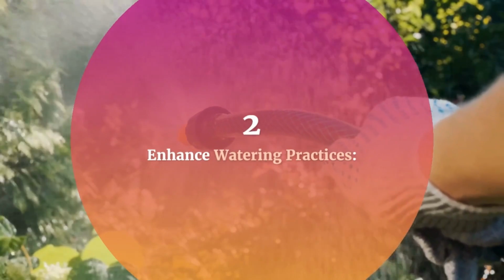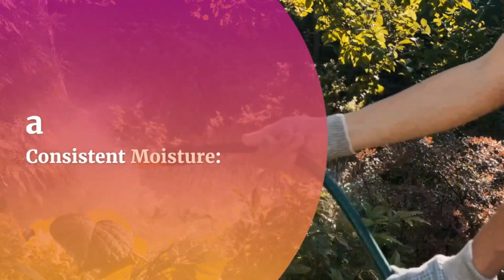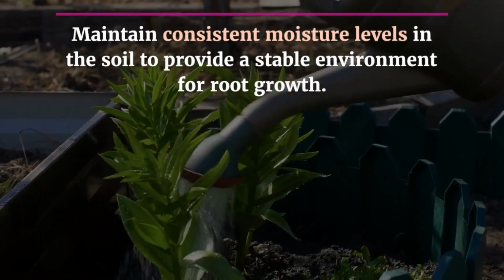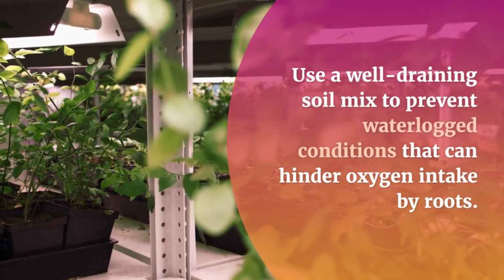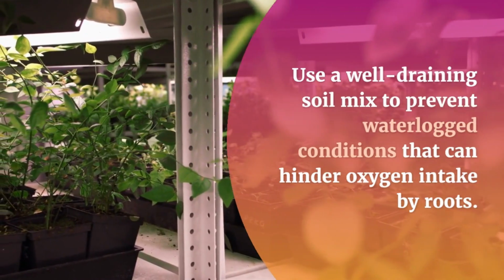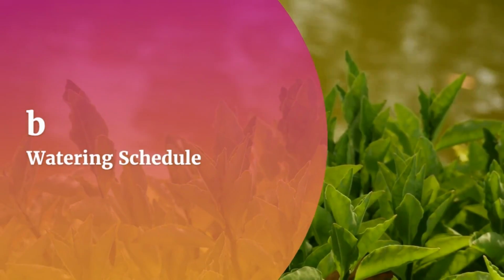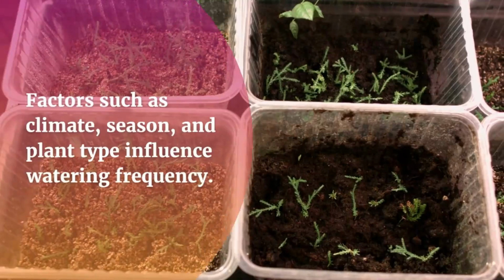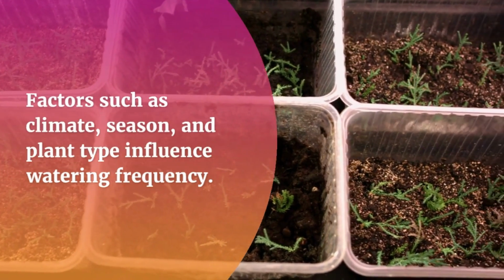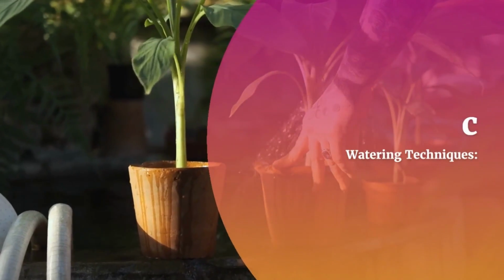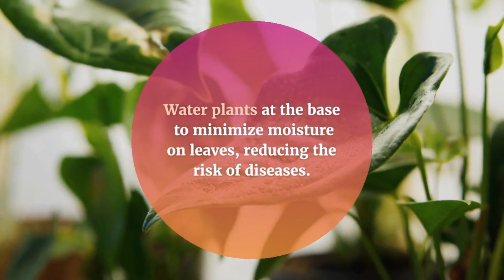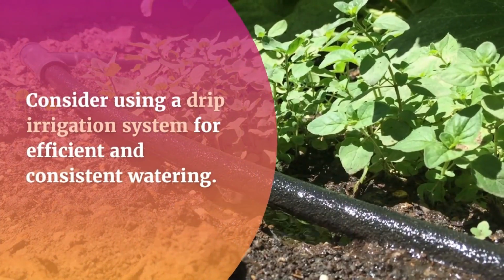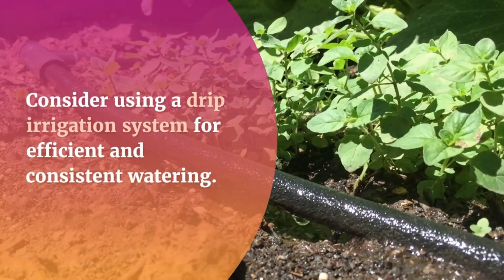2. Enhance watering practices. A. Consistent moisture. Maintain consistent moisture levels in the soil to provide a stable environment for root growth. Use a well-draining soil mix to prevent waterlogged conditions that can hinder oxygen intake by roots. B. Watering schedule. Develop a watering schedule based on the specific needs of your plants. Factors such as climate, season, and plant type influence watering frequency. C. Watering techniques. Water plants at the base to minimize moisture on leaves, reducing the risk of diseases. Consider using a drip irrigation system for efficient and consistent watering.